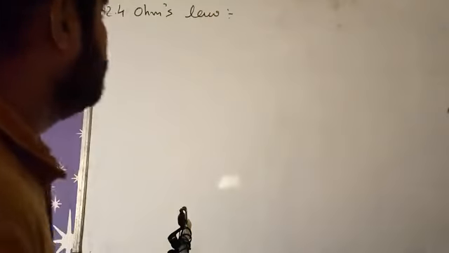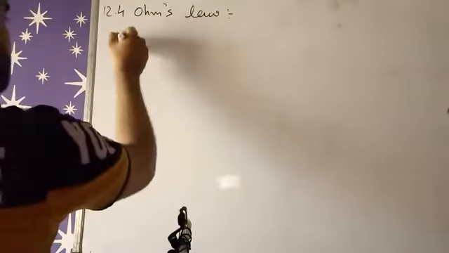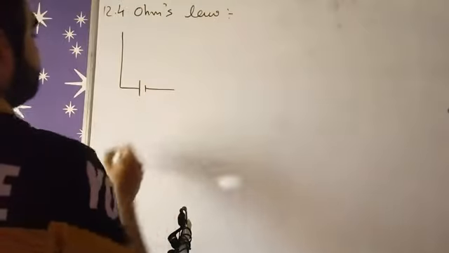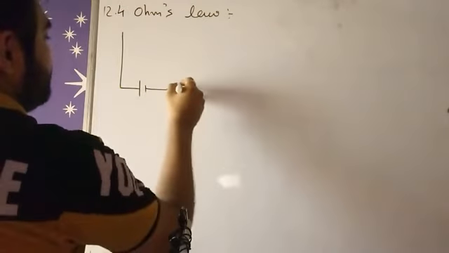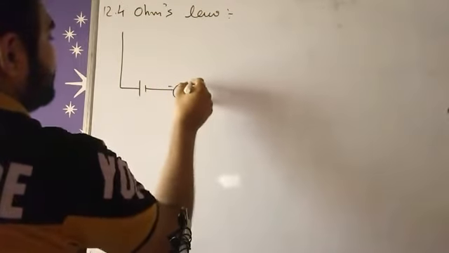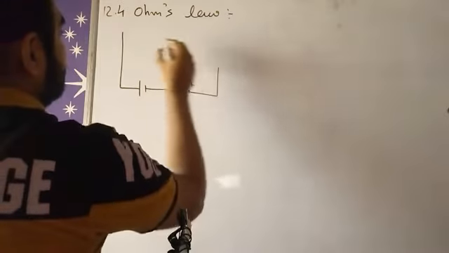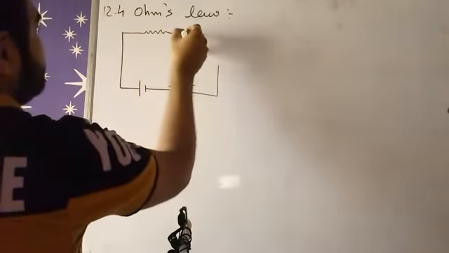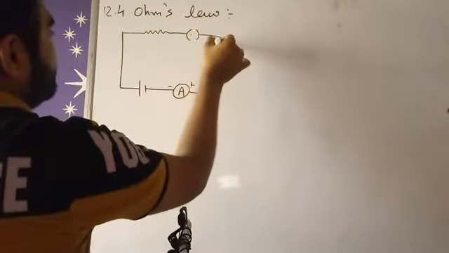To study Ohm's law, we have to form a simple circuit. For example, one battery is there. Then we have an ammeter, with negative and positive terminals. Then we have one resistance, one key will be there, and the circuit is completed now.